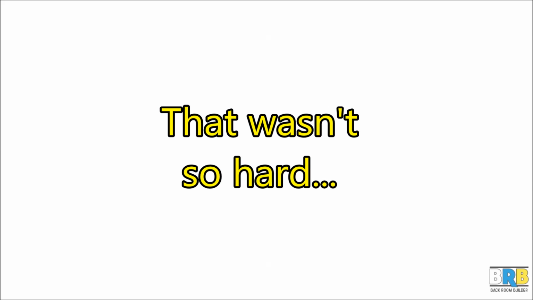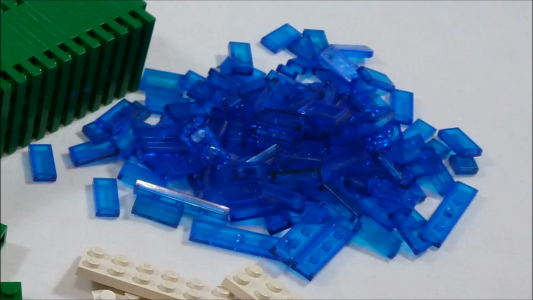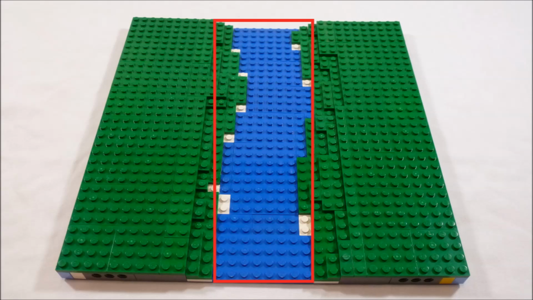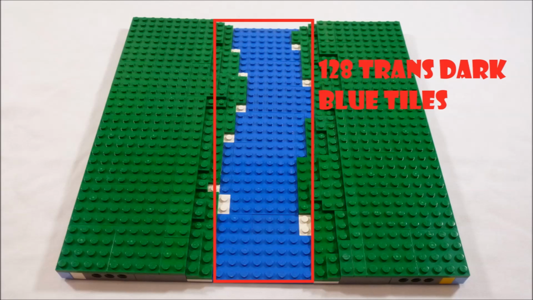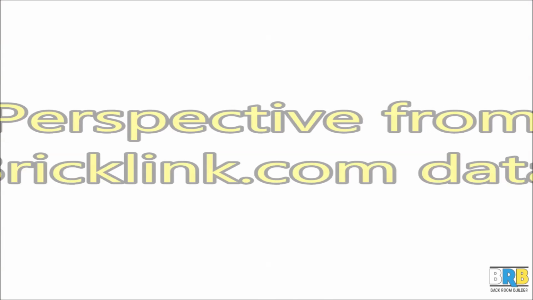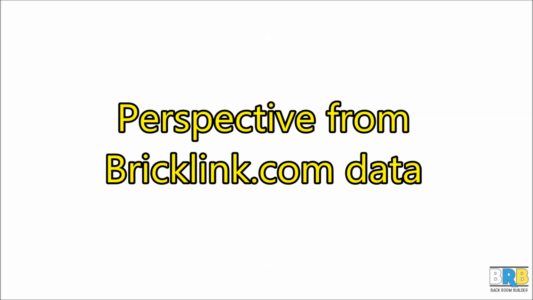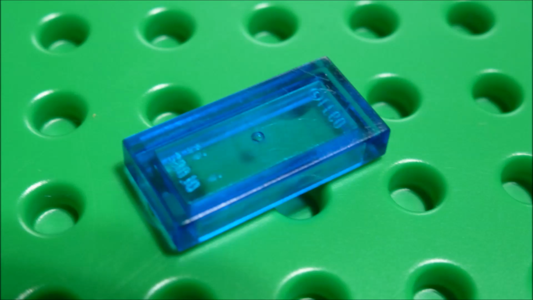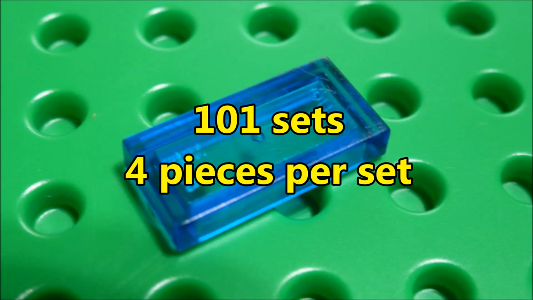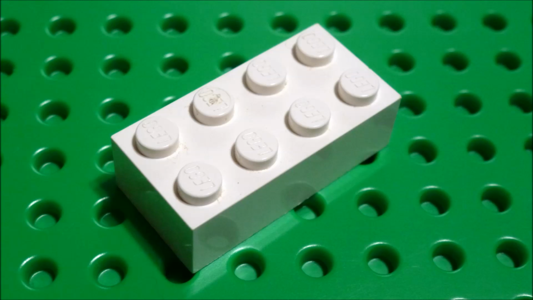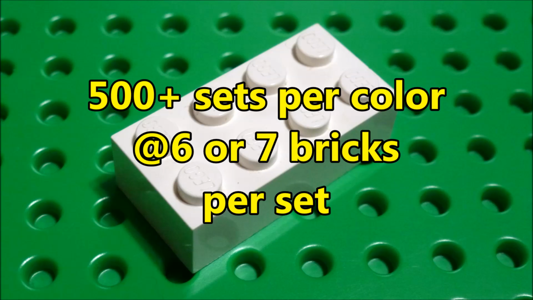I mentioned earlier that the river module is harder to make than the other modules. What I mean by that is that it's harder to get the pieces to make the river. You have to cover about a 256 stud area, which means at 2 studs a tile, you need 128 tile pieces. To give you some perspective, according to what I found on bricklink.com, the trans dark blue piece appears in 101 sets with an average of 4 pieces per set. If you compare that with the very common 2x4 brick in white, red, or blue, you'll find that these are found in 500 plus sets each and have about 6 to 7 bricks per set.